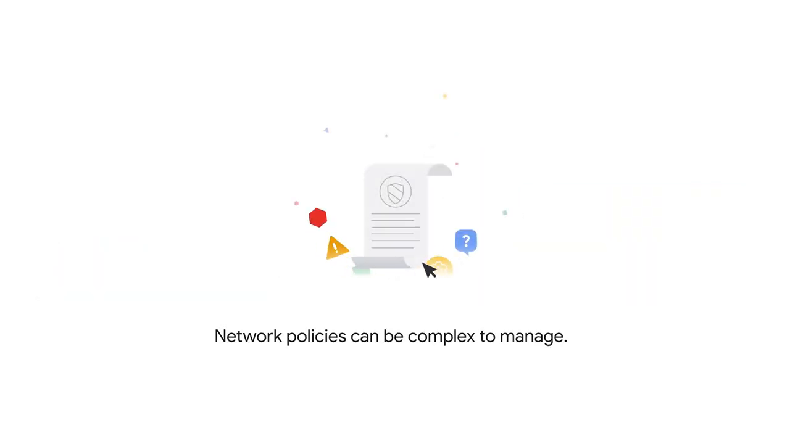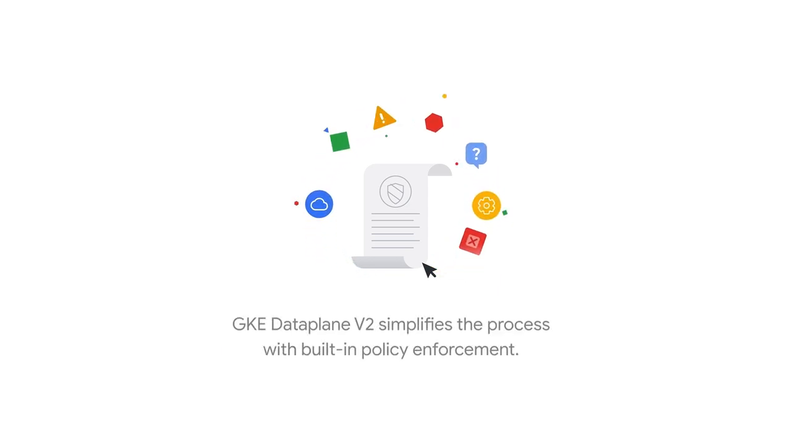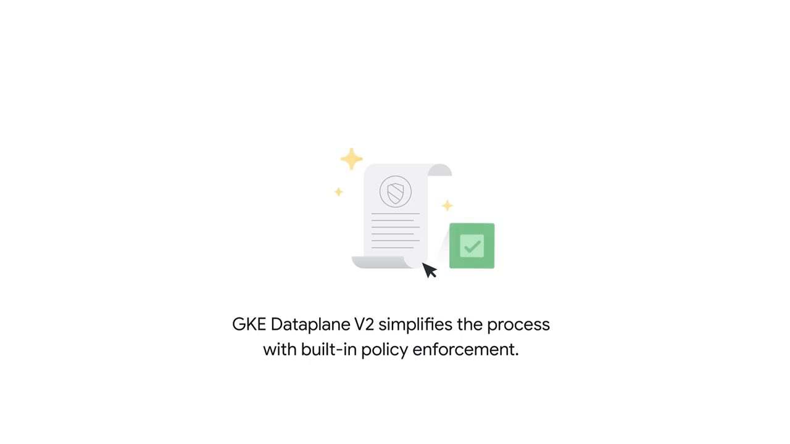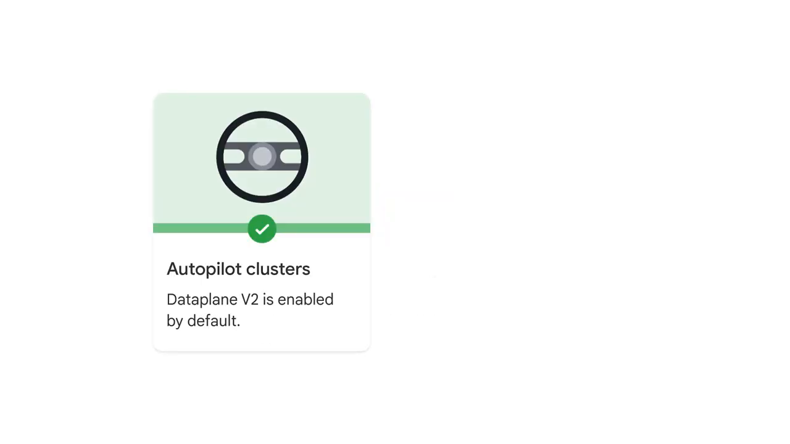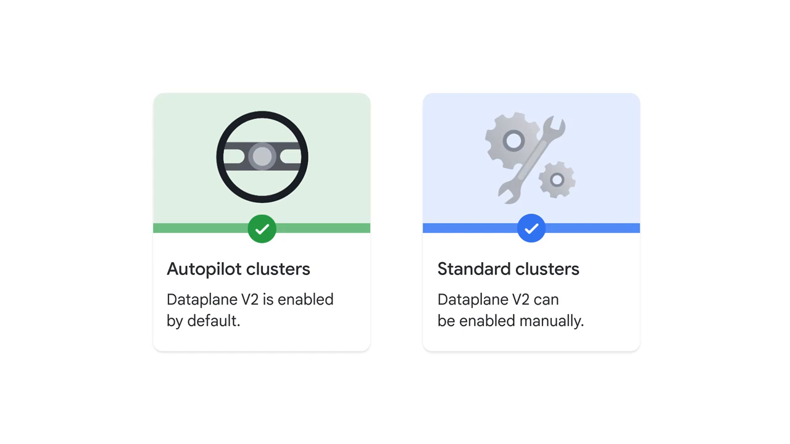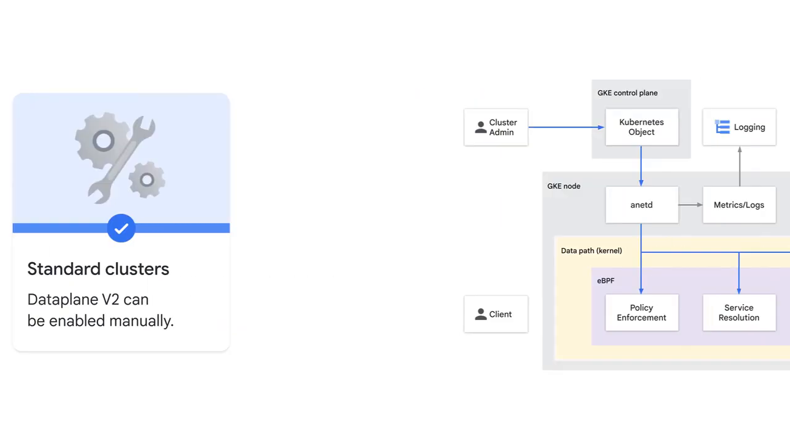While network policies can be complex to manage, GKE Data Plane v2 simplifies the process with built-in policy enforcement, eliminating extra overhead. Autopilot clusters in GKE come with Data Plane v2 enabled by default, simplifying network policy management. For standard clusters, you can manually enable Data Plane v2 and take advantage of its streamlined network policies, provided your cluster meets the minimum requirements.